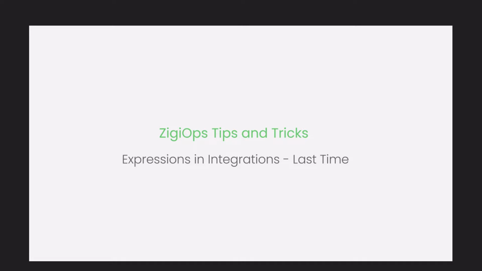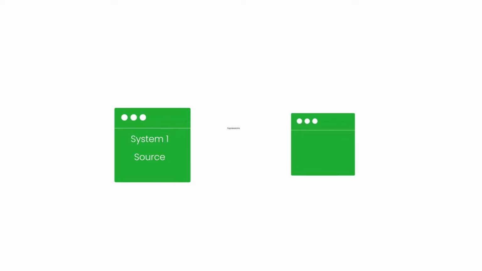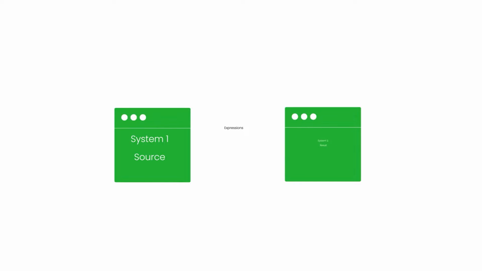My name is Emilia, and in today's video I will show you how we use expressions in integrations, and more specifically, the last time expression. We use expressions when we want to define additional variables in ZigiOps based on modifying some data that we have extracted from the source system. The expressions give us the possibility to create things that the source system itself does not provide.